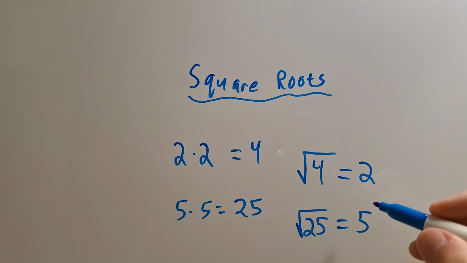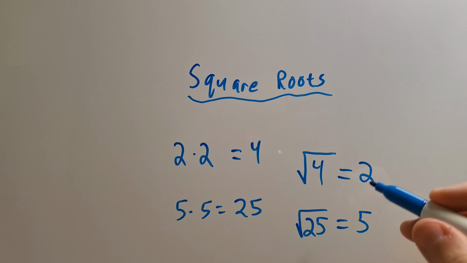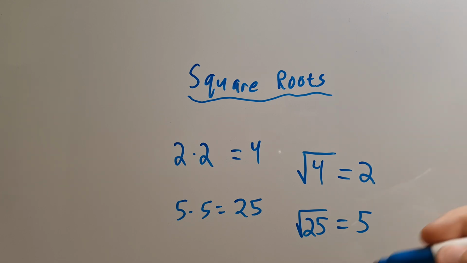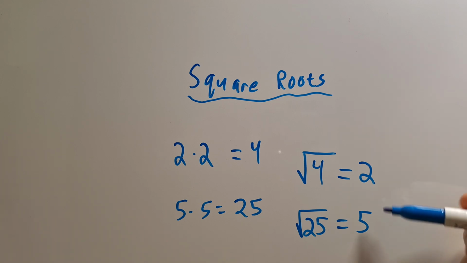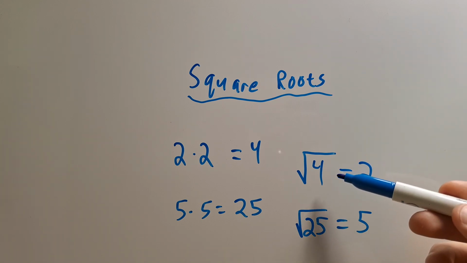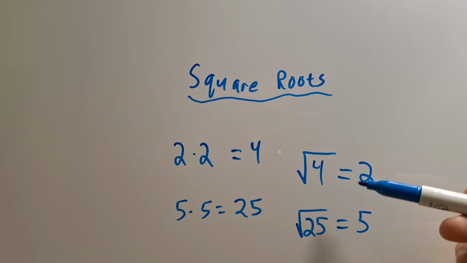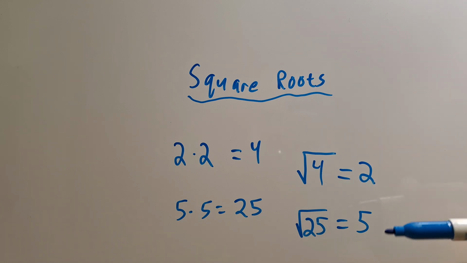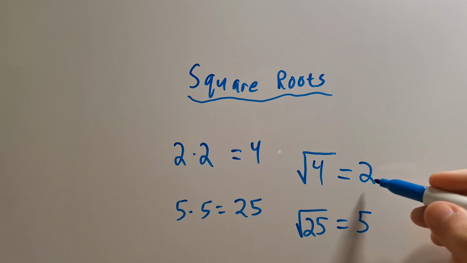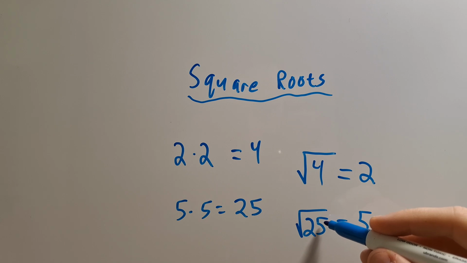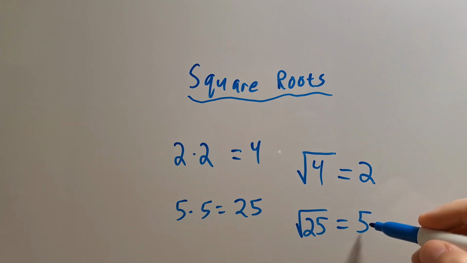This is what is known as the principal square root. By definition, the principal square root of a number is non-negative. So therefore, the square root of 4 is the non-negative number that when squared equals 4, which in this case would be 2, and the principal square root of 25 would be 5.